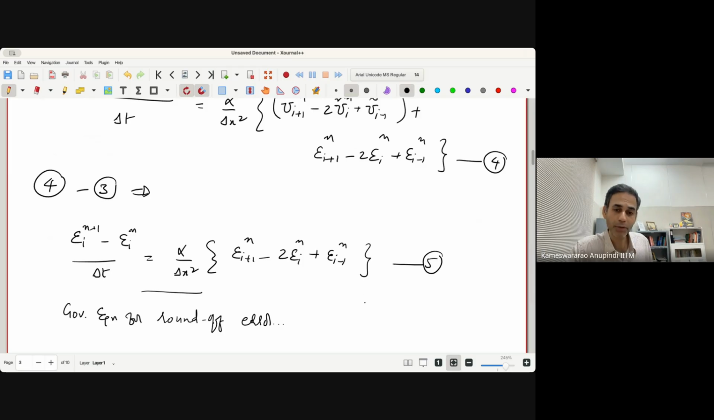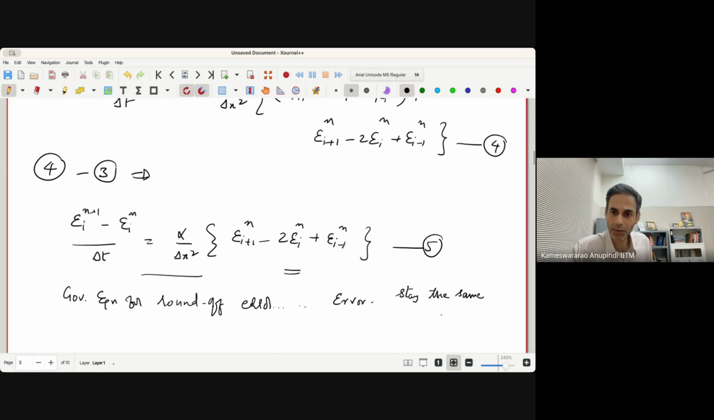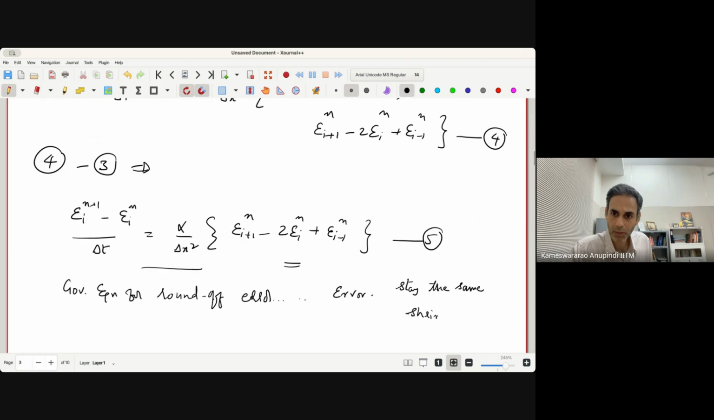Now, what observation we make here is that the governing equation for the round-off error is exactly the same as the governing equation for the solution that we are trying to seek, that is the temperature. So it looks exactly the same. Of course, now we want to know: does this round-off error stay the same, or is it going to shrink, or is it going to grow?